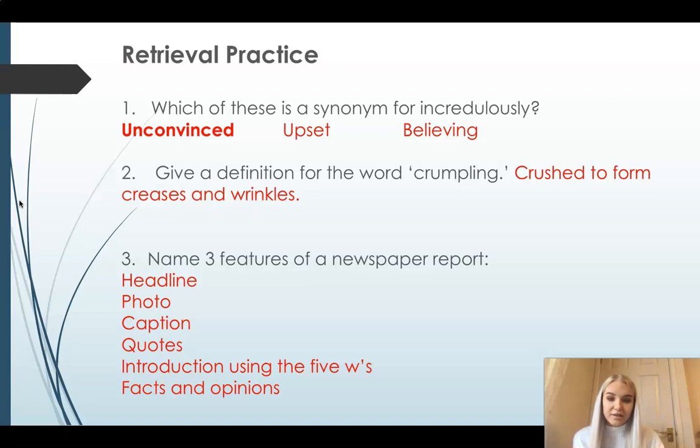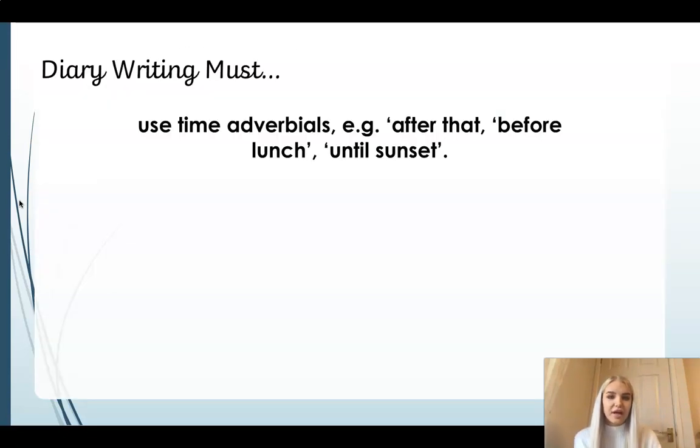Okay, so as we are looking at diary entries this week, we already now know that diaries should be written in first person, so using pronouns such as I or my. And they should also be written in past tense, because diary writing is something that has already happened. So when you are writing your diary, as if you are Fred in the rainforest, you will be writing in the past tense.